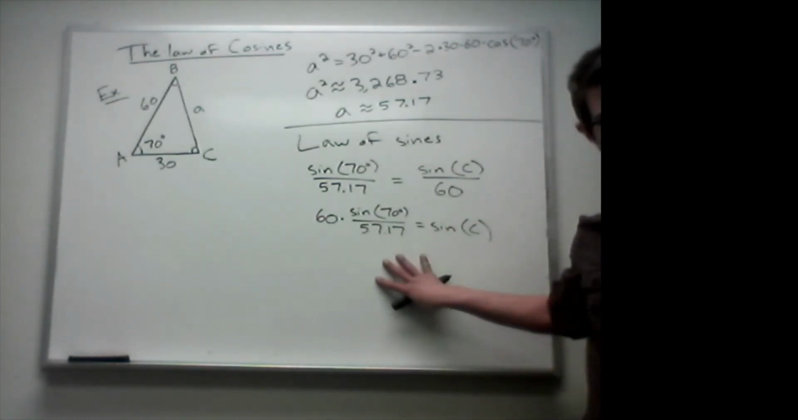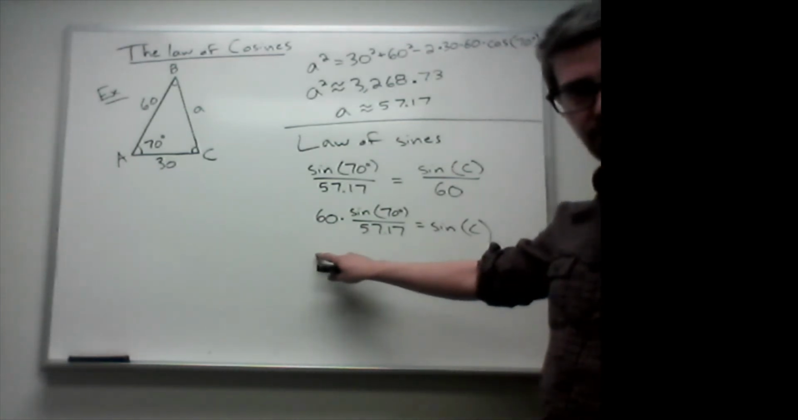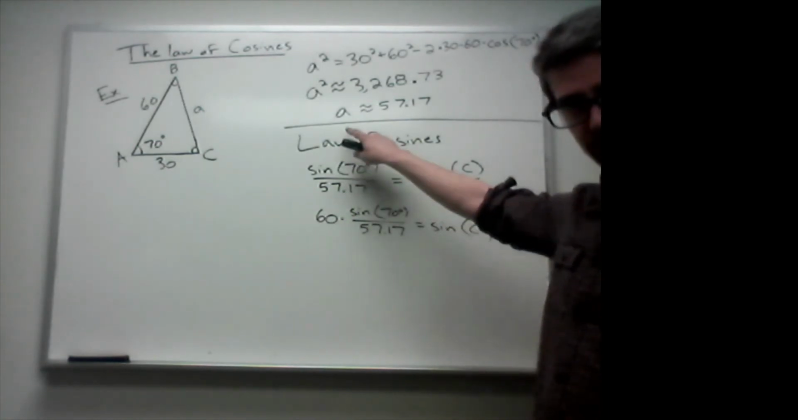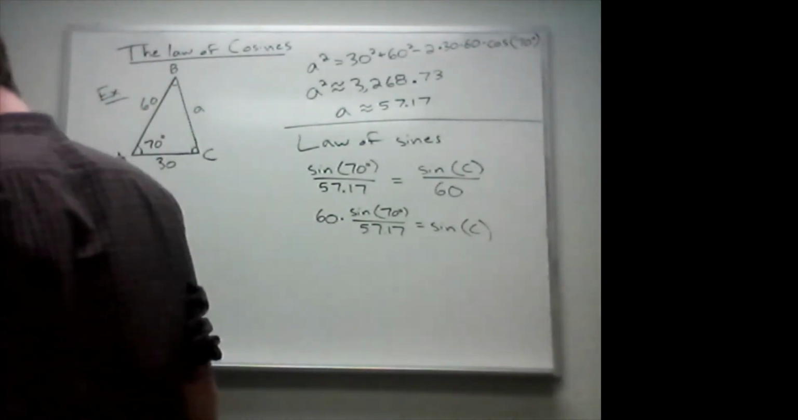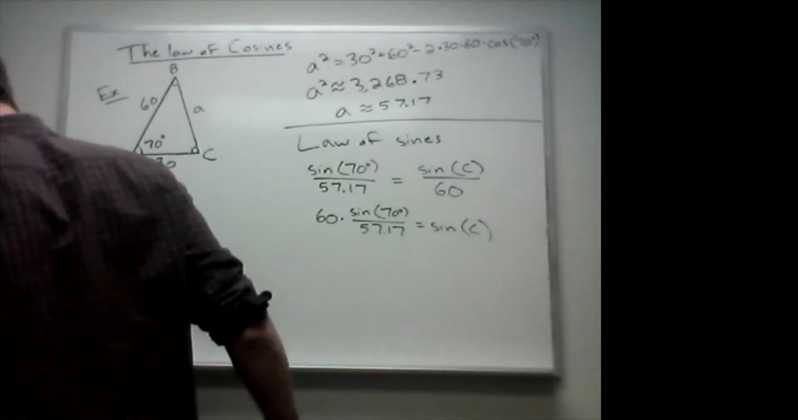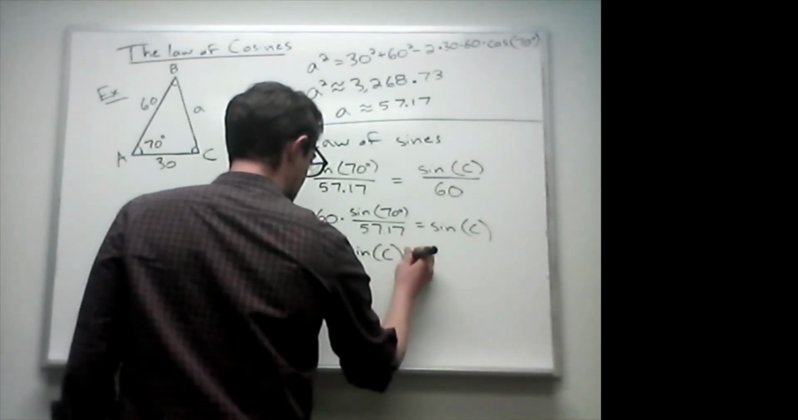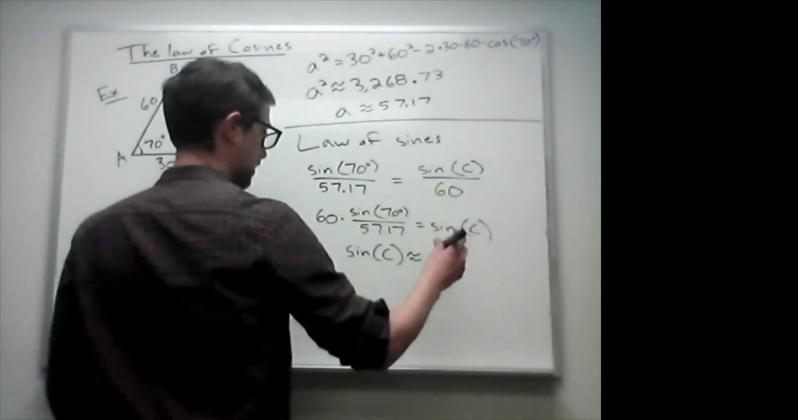Okay, so again, all calculator stuff. If you want to be really precise, you do 60 times sine of 70, then you divide it by, you go back up to this step in your calculator and copy that number with all its decimal places. Either way, what you get is that sine of C is about 0.986.